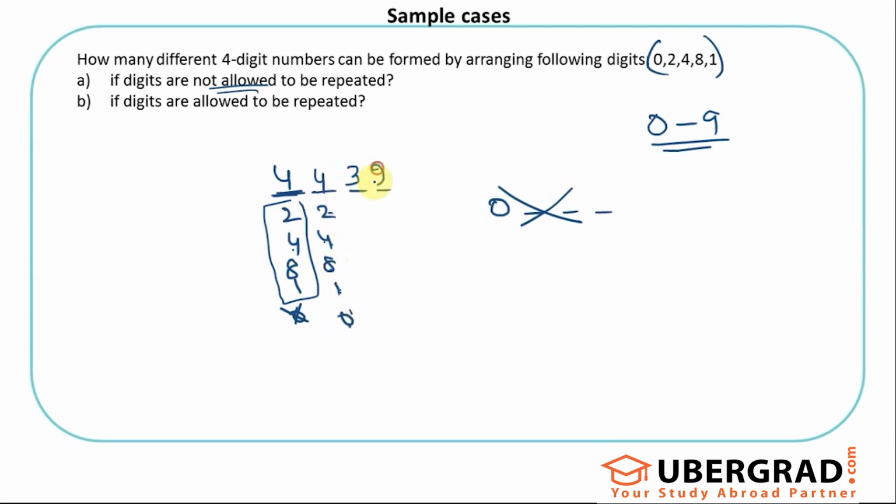Then 3 options, 2 options. So this is 4 into 4 into 3 into 2. That is 96 is the answer. So I can make 96 different 4-digit numbers by using these digits.